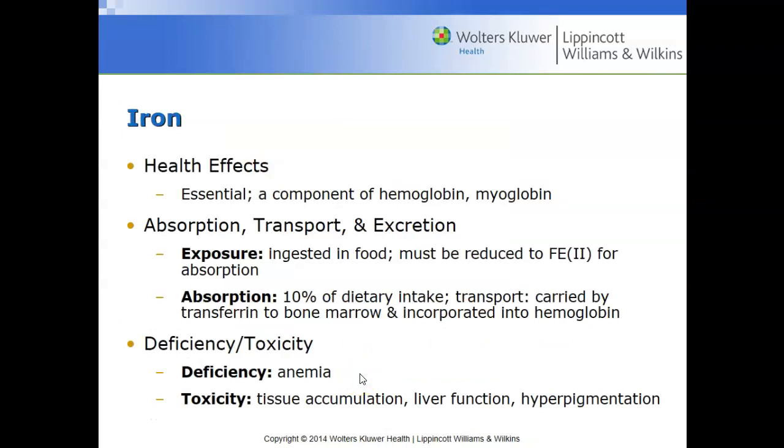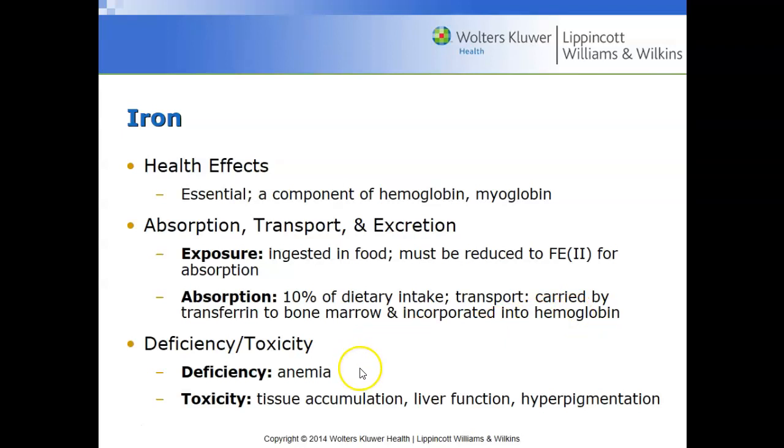All right, here we go. Iron. We need iron. It is essential. It's found in hemoglobin and myoglobin. We ingest it in our food, and it must be reduced to iron with a 2+ charge for absorption. That is the ferrous form of iron. So ferrous is iron with a +2 charge. We absorb 10% through our diet, and transport, this is important, is carried by transferrin. So transferrin is the protein that transports iron to the bone marrow, where it is incorporated into hemoglobin.